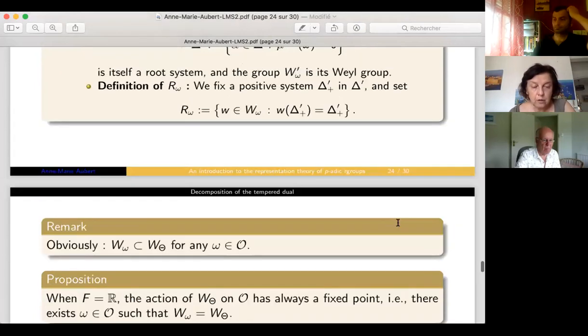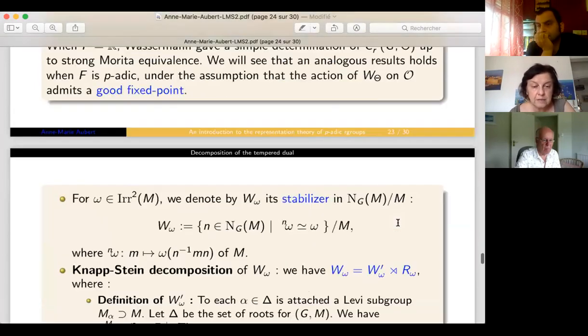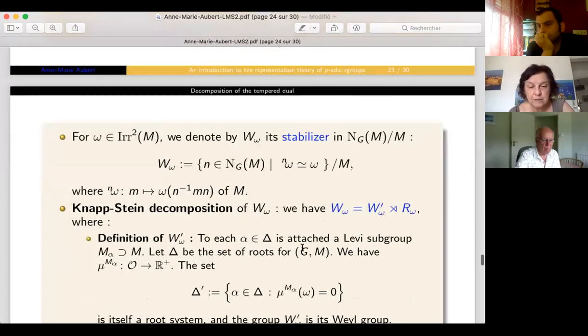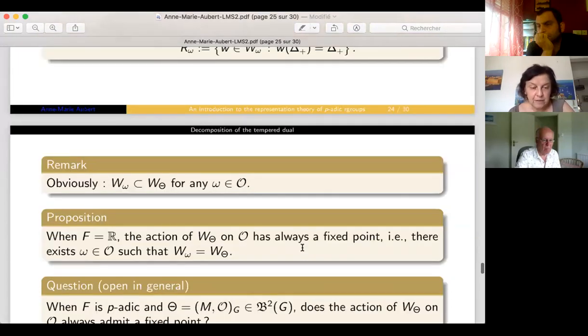And by definition, W omega is the set of elements in the normalizer of M such that N omega is isomorphic with omega. In particular, N omega is isomorphic with a twist of omega by an unramified character, just take the trivial one. So it's clear that W omega is contained in W theta. And so this definition is also valid for real groups. And when F is real, the action of W theta always has a fixed point. That is, there always exists an element in the orbit, omega, such that in fact W omega is equal to W theta.